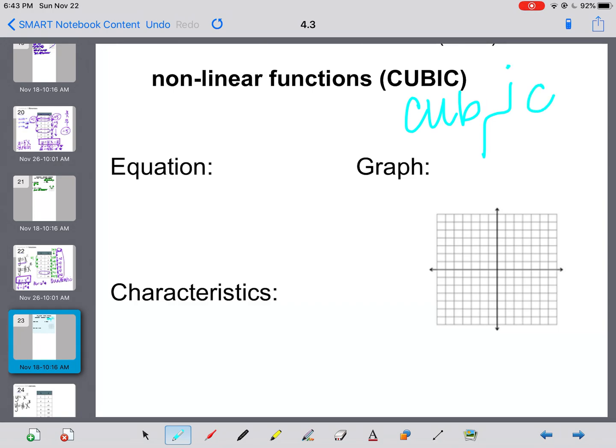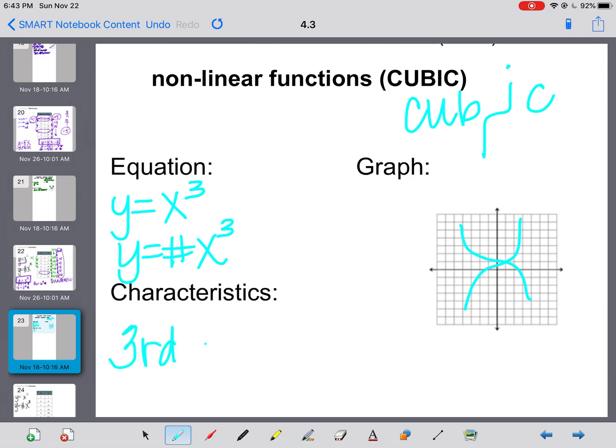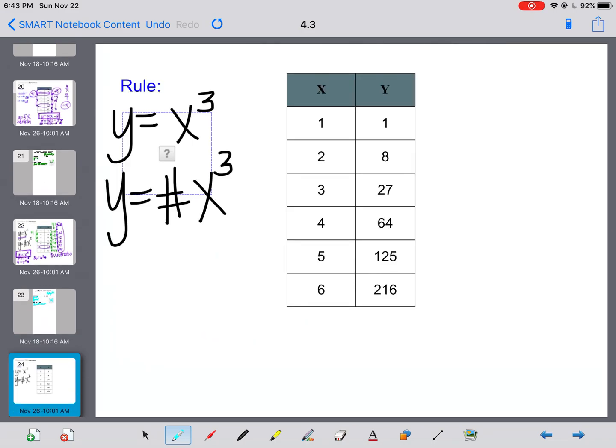All right, our next one is called cubic. And that one, if we were in school making our little booklets, I would have you write it like this. C-U-B-I-C. Because that's what the graph of a cubic function looks like. It makes kind of an S on your graph. And it can go either way. Could go this way, but only one at a time. The equation for that one is y equals x to the third power, or sometimes you might even have to multiply a number with it. So a number times x to the third power. The characteristic is that we're going to have to go all the way out to the third difference this time.